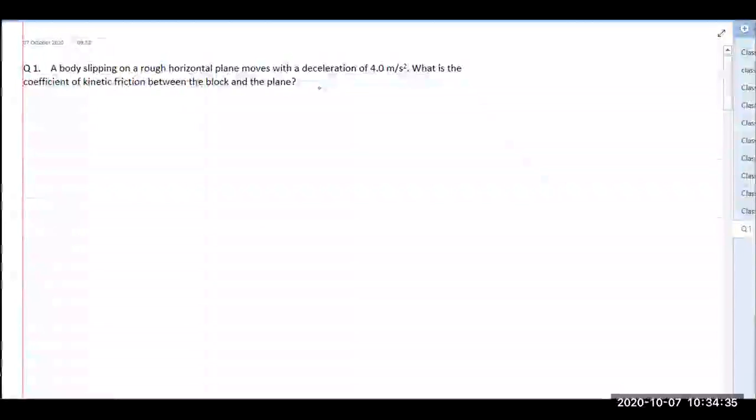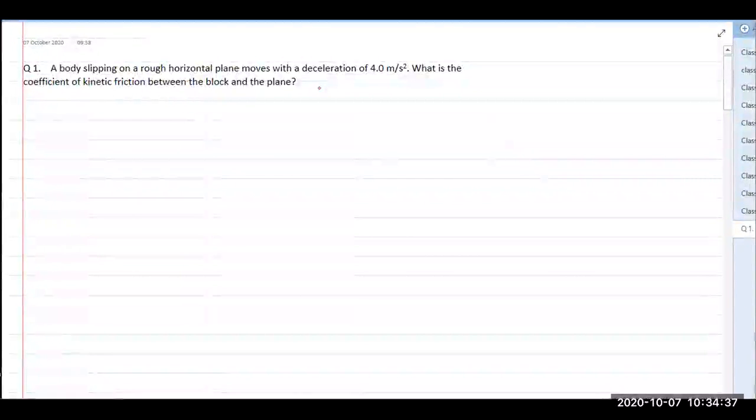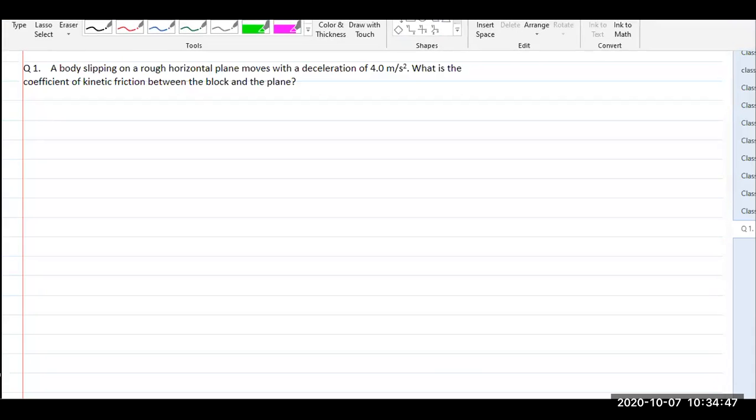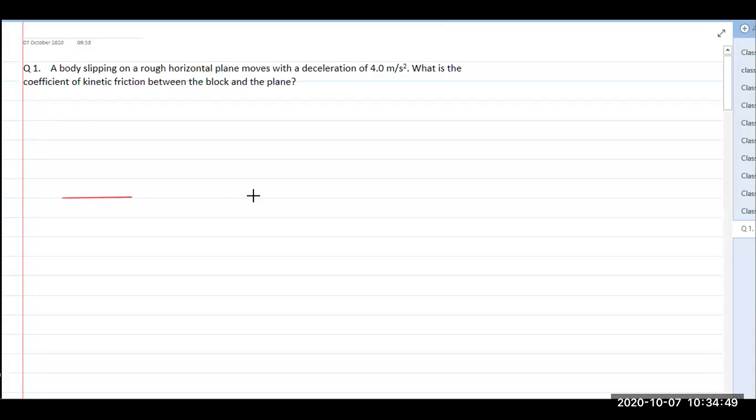The first question. The question is, a body slipping on a rough horizontal plane moves with deceleration 4 meters per second square. What is the coefficient of kinetic friction between block and the plane? So for this, first we will make the diagram. So the diagram is like this. We have a surface and an object is sliding over it. Okay, so the object is sliding and it is decelerating.